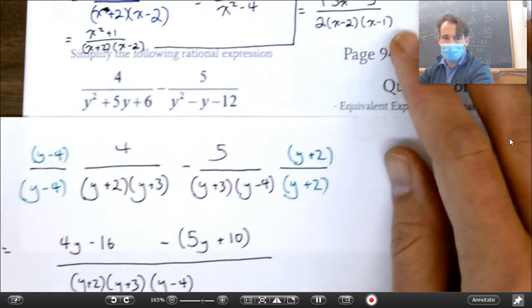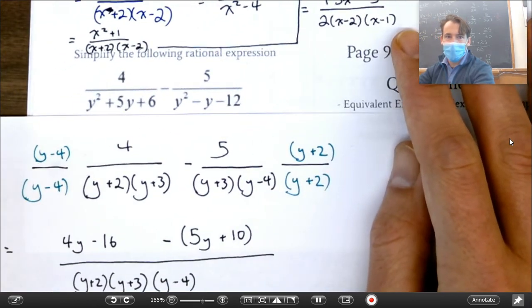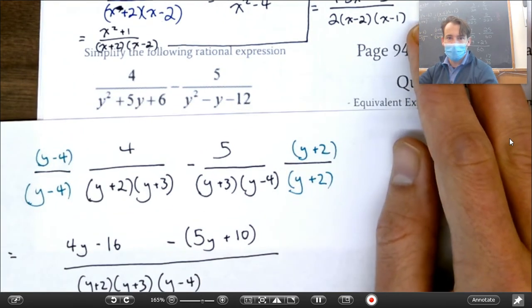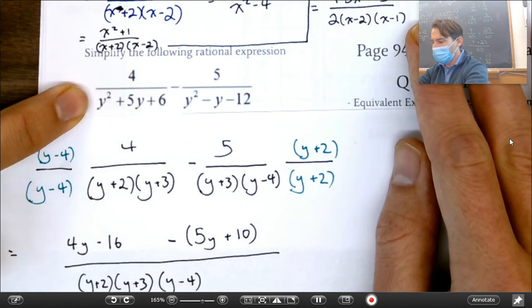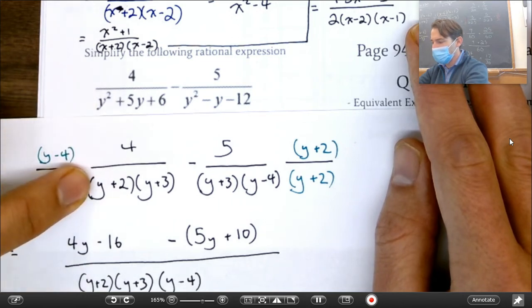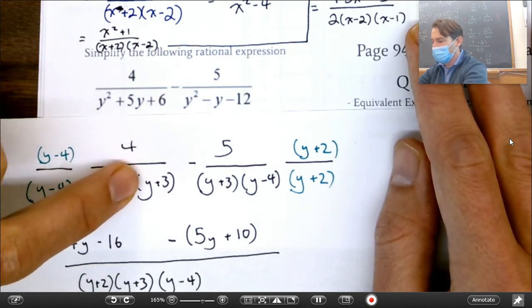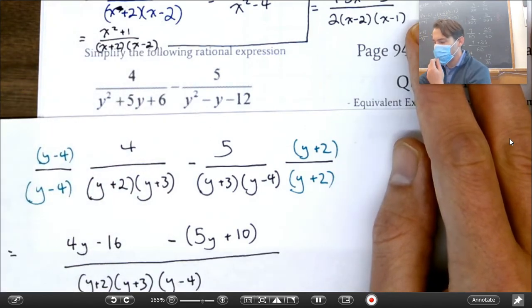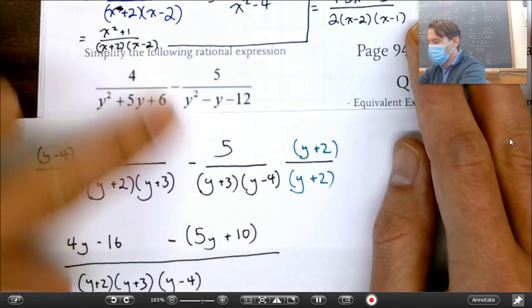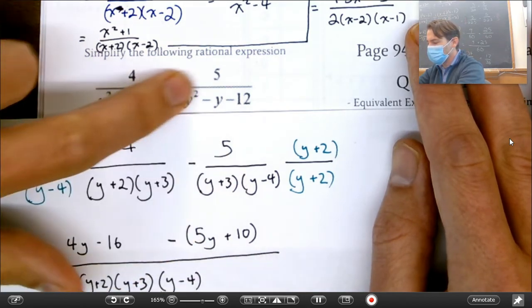So the first thing that I notice is that the bottoms are trinomials, and they both factor as trinomials. The first one, y squared plus 5y plus 6, factors into y plus 2 multiplied by y plus 3. I haven't changed the numerator yet. I just factored the bottom. I just showed you the bottom in a new way. And this one factors into y plus 3, y minus 4.